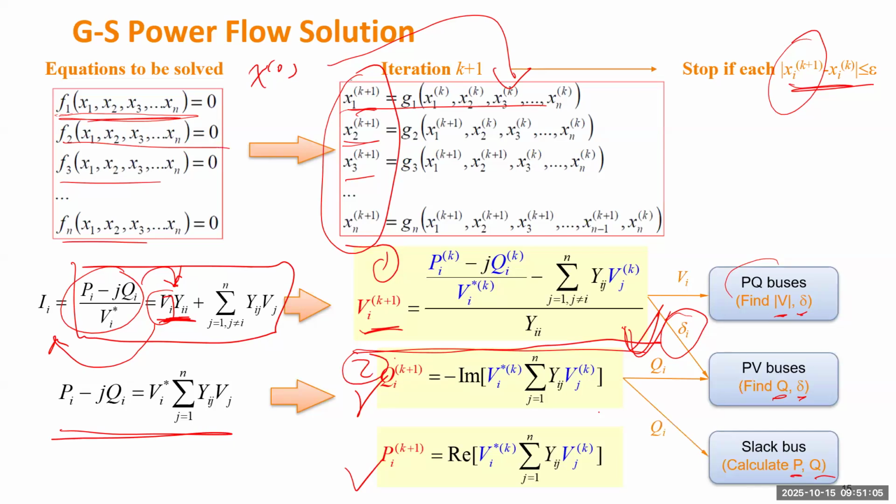For the slack bus, we need to know both P and Q, so we're going to use formulas 2 and 3. In the next slides, we're going to go into each type of bus to talk about how to use that 1 or 2 corresponding formulas to do the iteration.